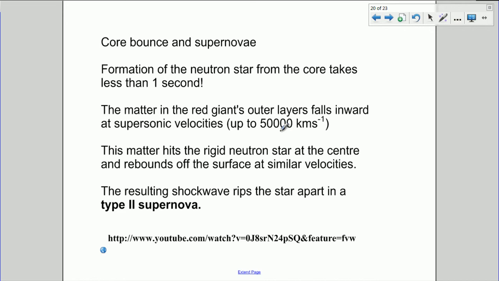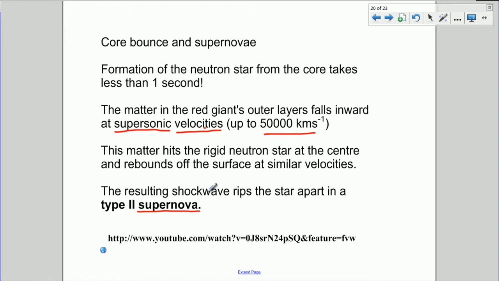Okay, so the supernova. So formation of the neutron star takes less than a second. It just goes bang like that in on itself. And that creates an instability which causes the outer layers of the red giant, which it still is at this point, to fall inward at supersonic velocities, approaching relativistic velocities. Here we've got 50,000 kilometers per second. So that these nuclei, atoms and everything are just piling in on the newly formed surface of the neutron star. They hit that neutron star at high velocity and rebound off. So that rips the star apart in this supernova. Okay, so you have this enormous implosion followed by explosion that rips the star apart.